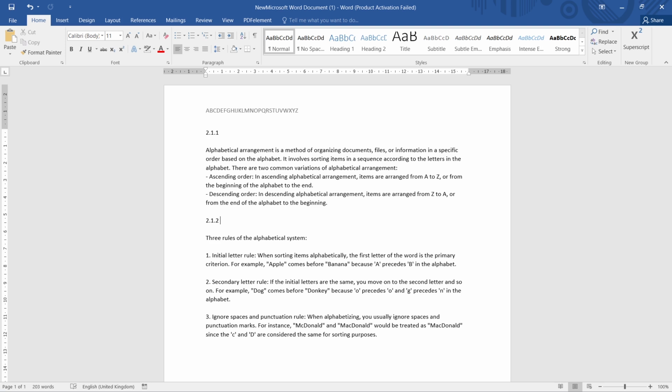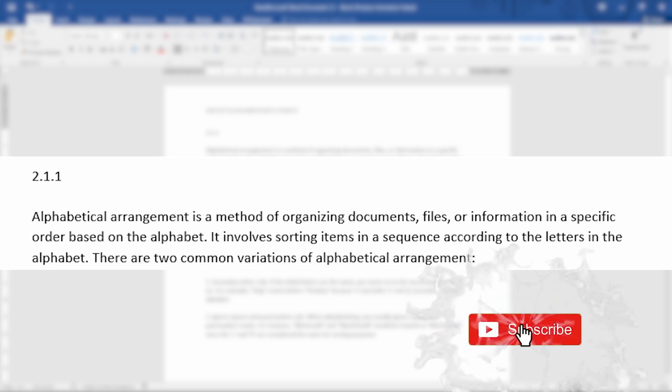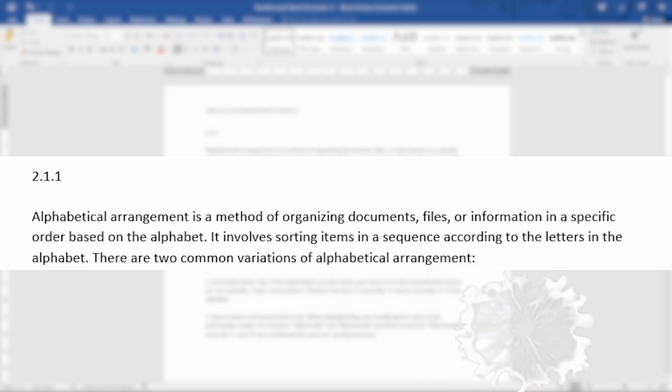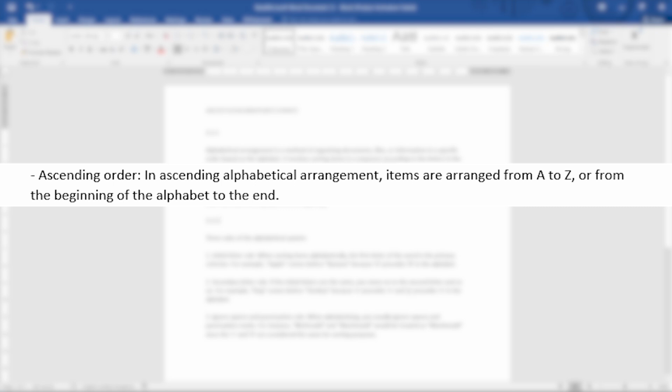Right, so first question, as I said, explain alphabetical arrangement. Alphabetical arrangement is a method of organizing documents, files, or information in a specific order based on the alphabet. It involves sorting items in a sequence according to the letters in the alphabet. There are 2 common variations of alphabetical arrangement. These 2 common variations are known as the ascending order and the descending order. In ascending alphabetical arrangement, items are arranged from A to Z or from the beginning of the alphabet to the end.